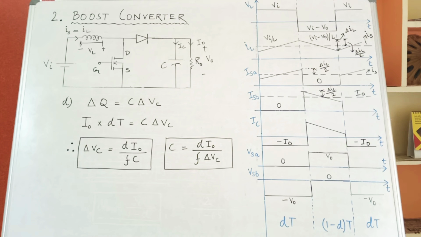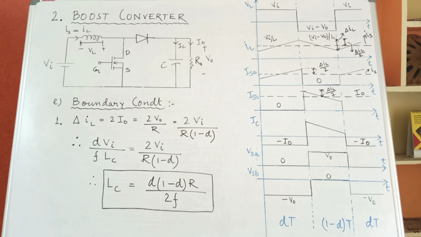So, from here you can again write down C is equal to d I0 by F into del Vc. The next equation which we will write down now will be addressing the boundary condition. The first boundary condition applies to the ripple in inductor current. So, del IL is equal to twice I0.